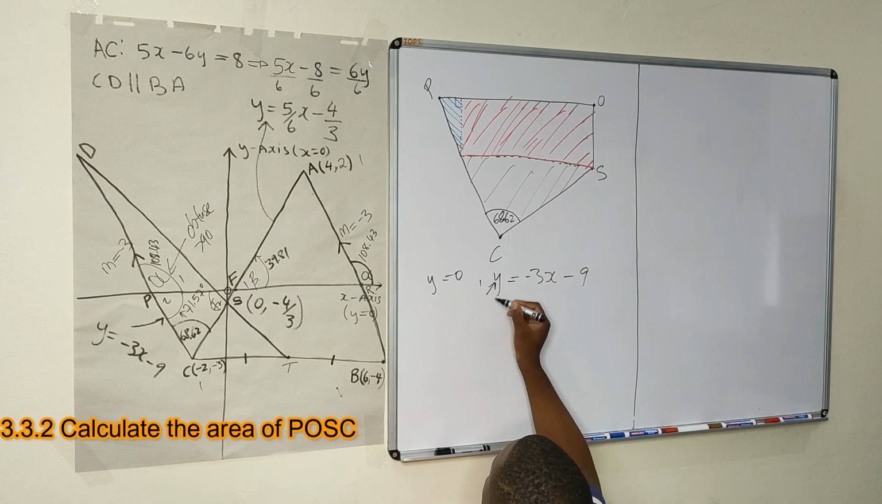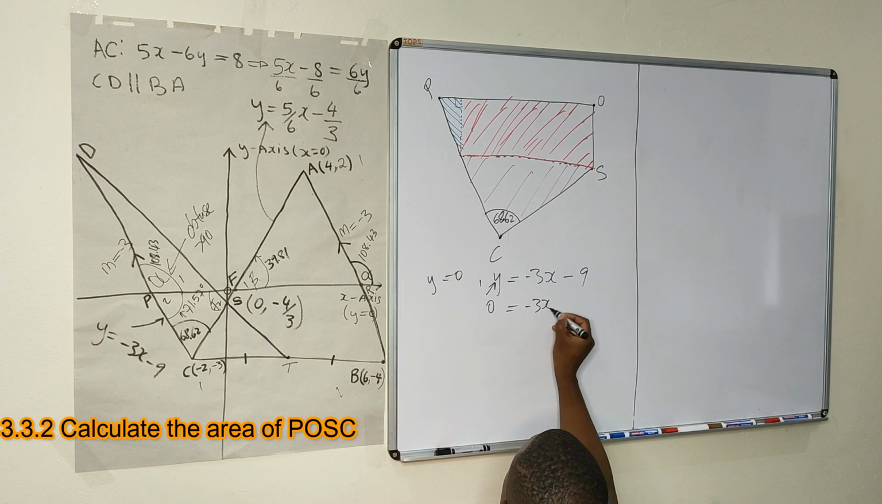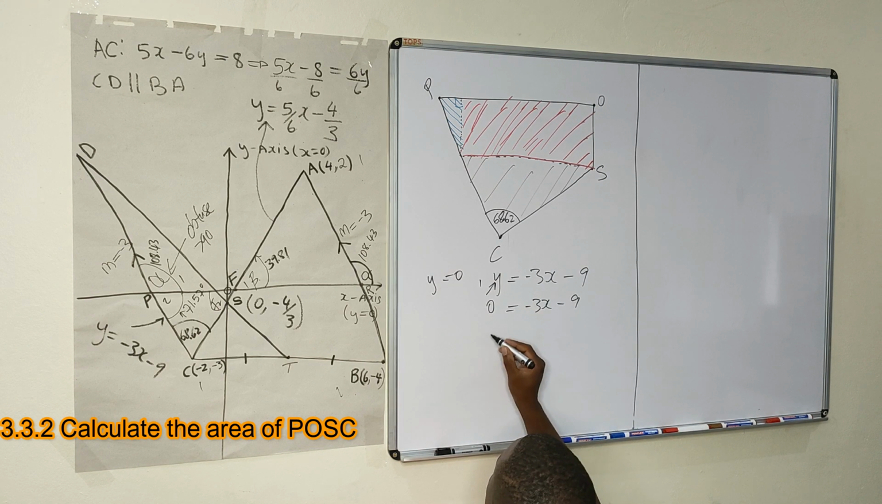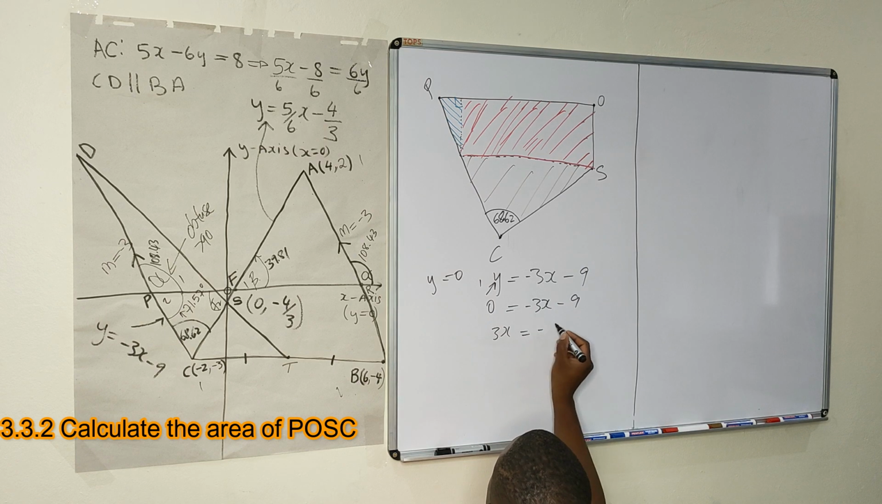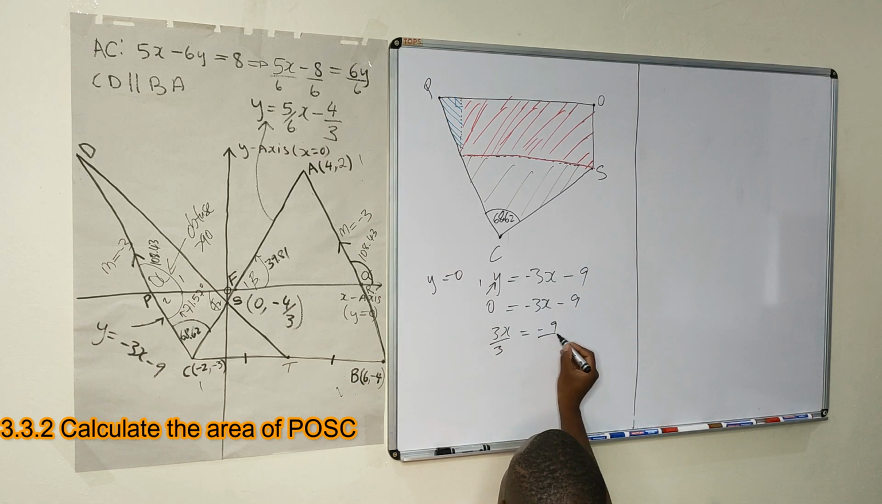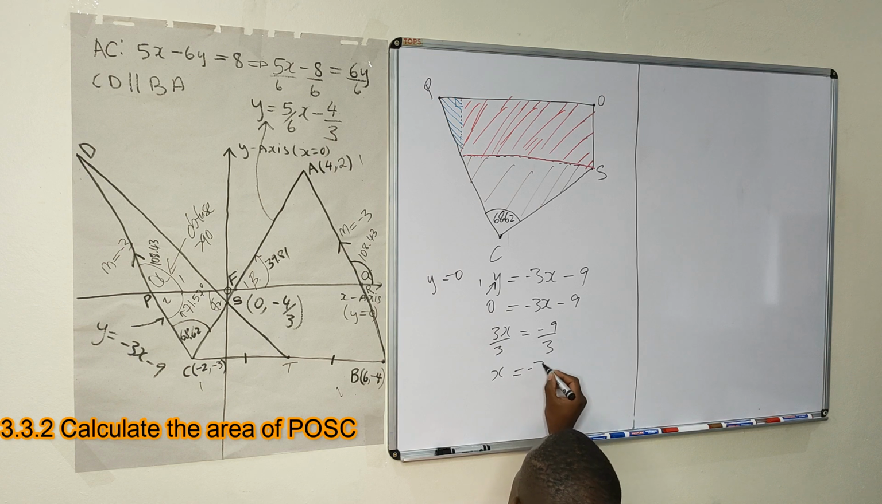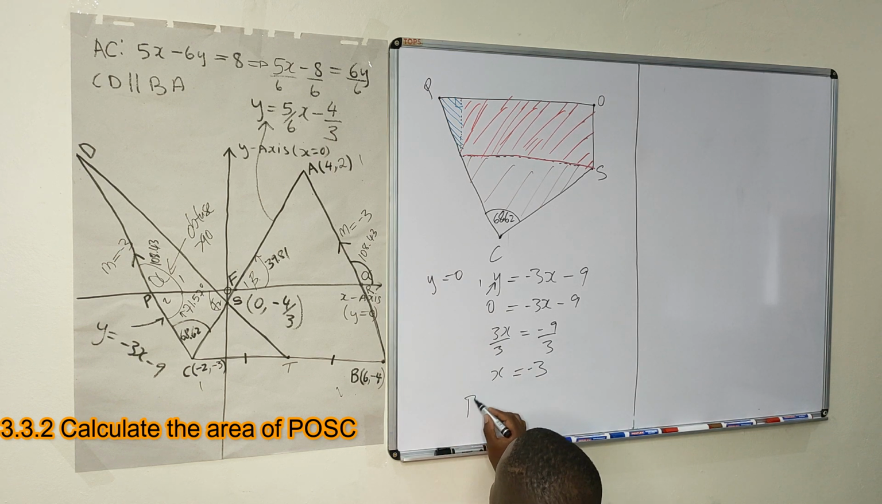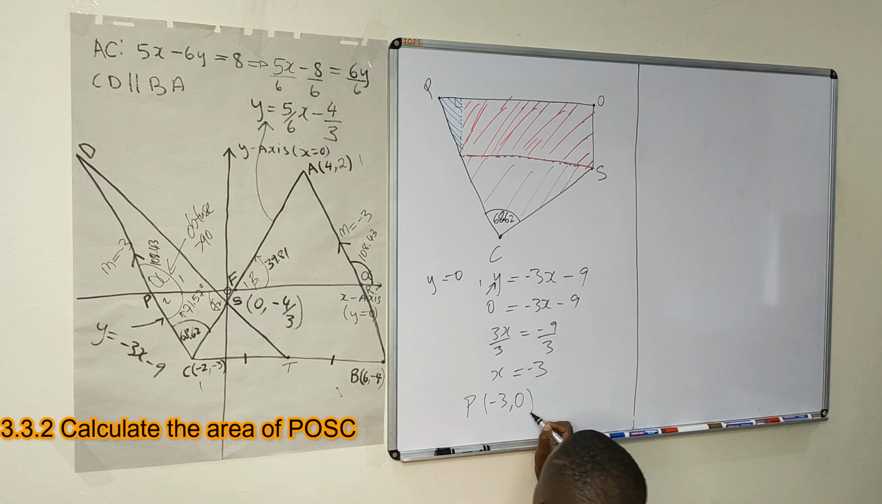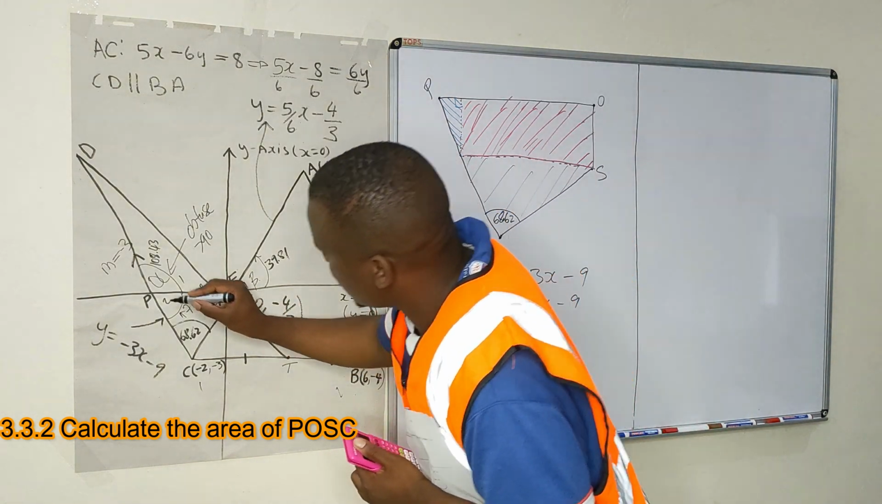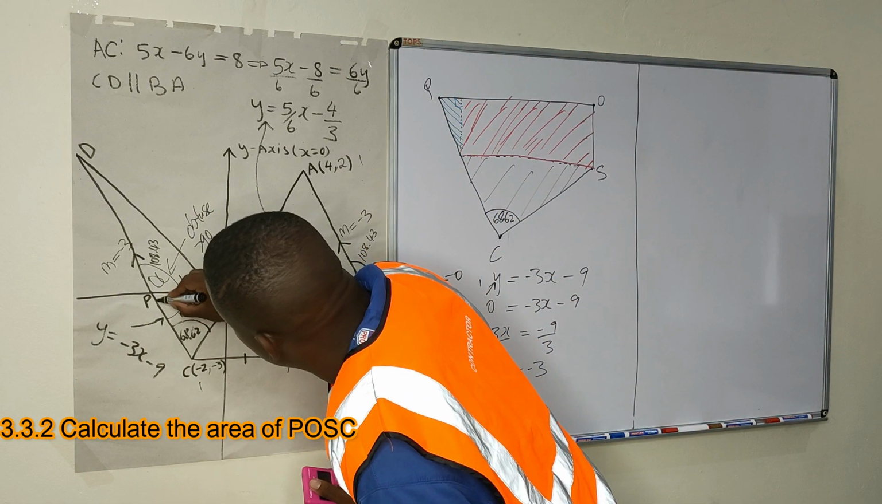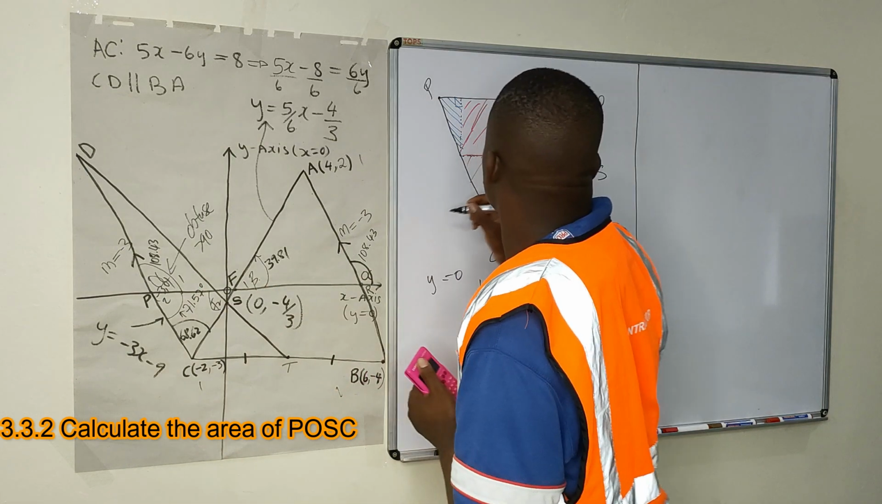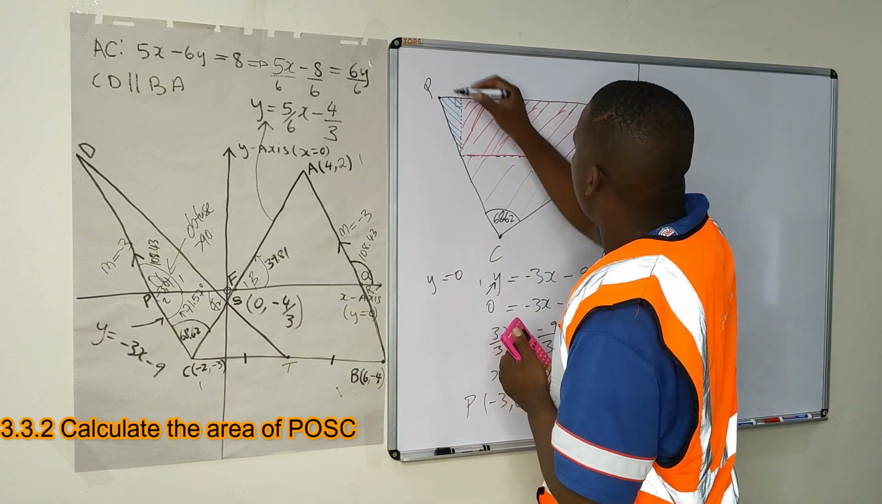But you know this part is 0. So 0 is equal to minus 3x minus 9. Transpose: 3x is equal to minus 9, divided by 3, divided by 3, which is x is equal to minus 3. So the coordinates of P is minus 3 and 0. So you have minus 3 and 0 here at P.